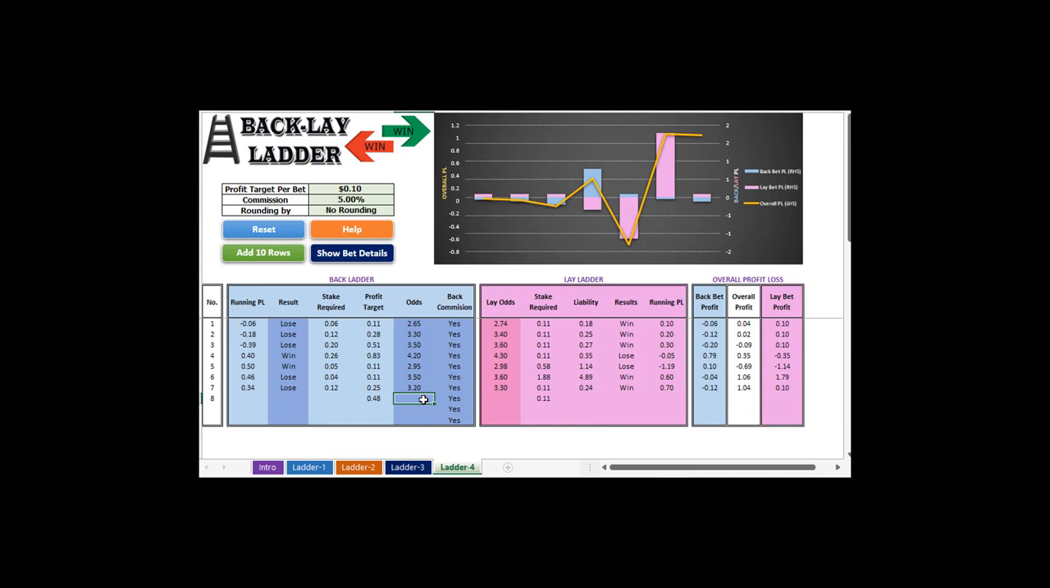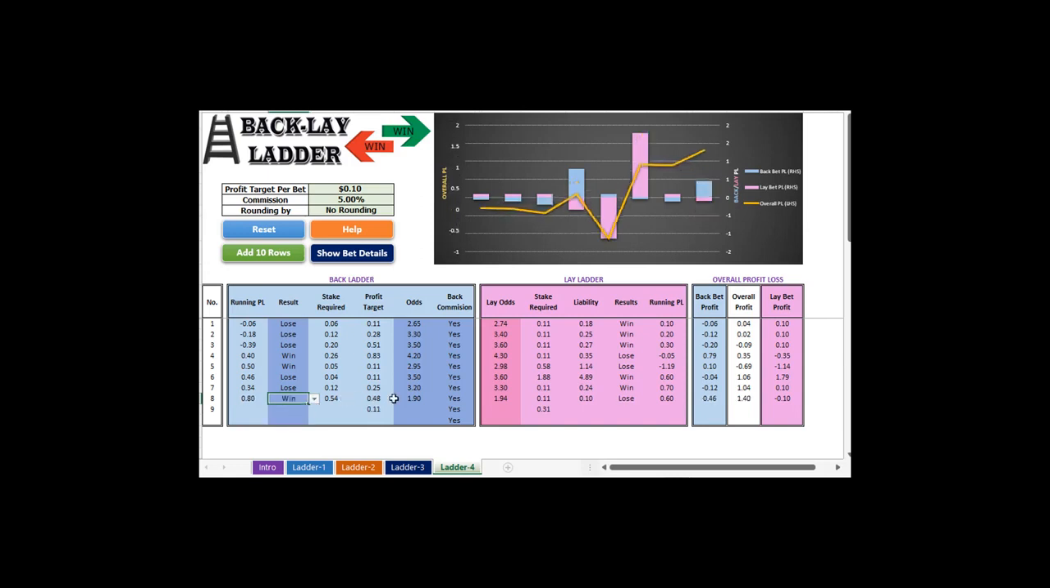Let's say we just put in here a short price one, 1.9. Okay, so 1.9 would be about 1.94, and it wins here. We can see that the stake required to make the profit is 54p, and we lost here, so we don't lose too much.